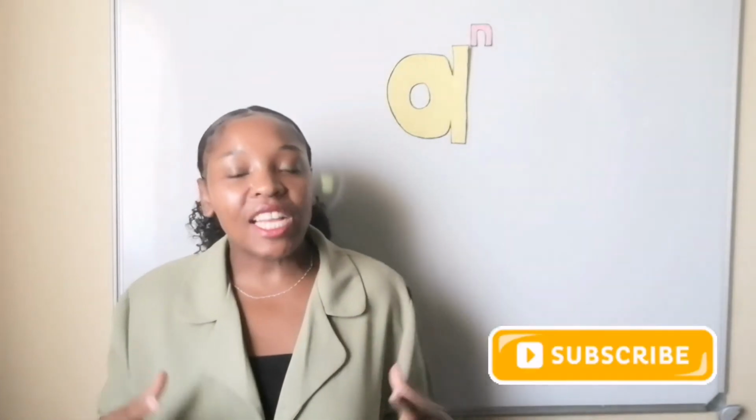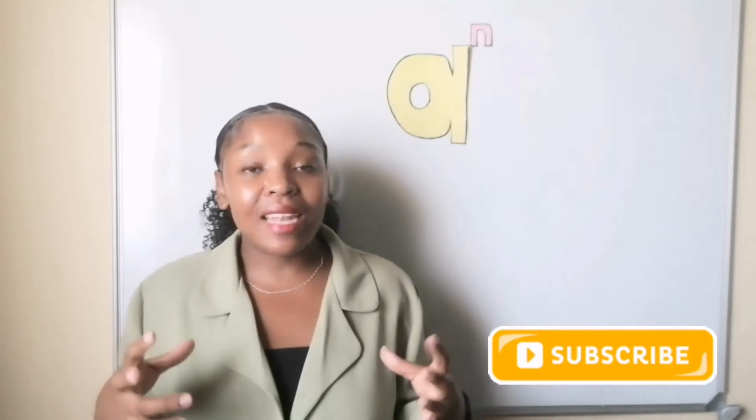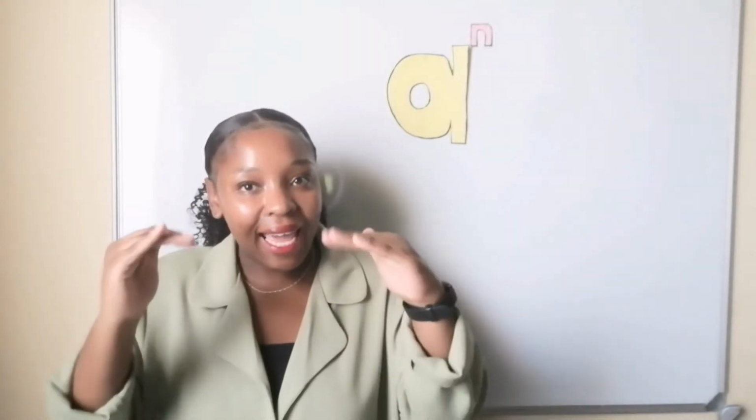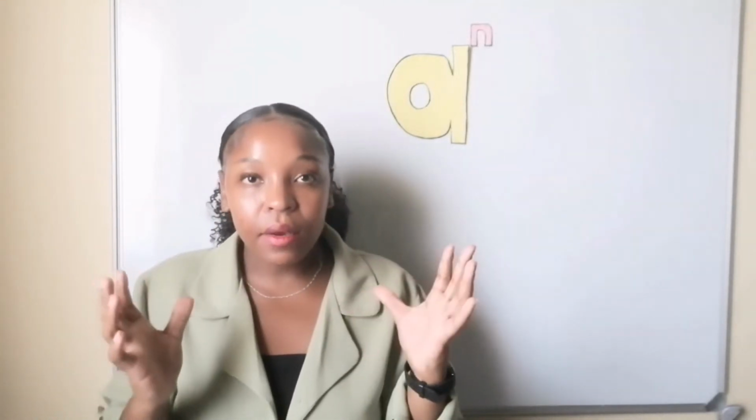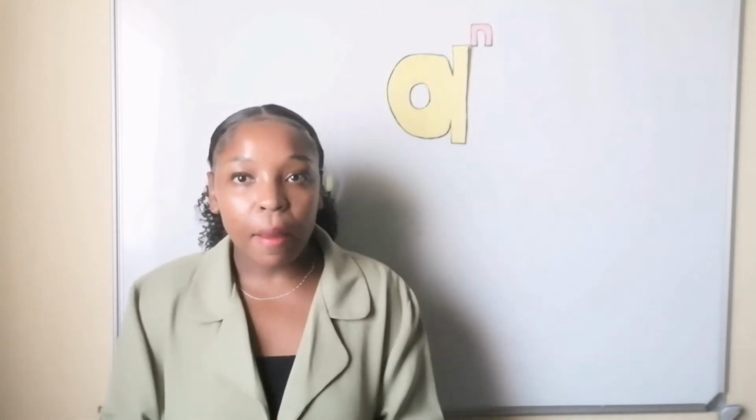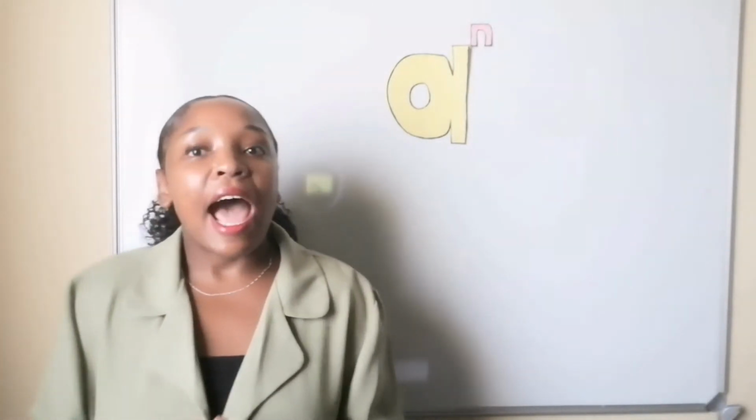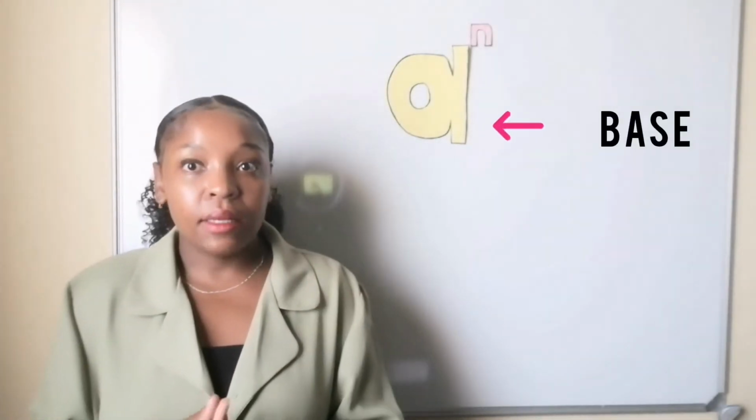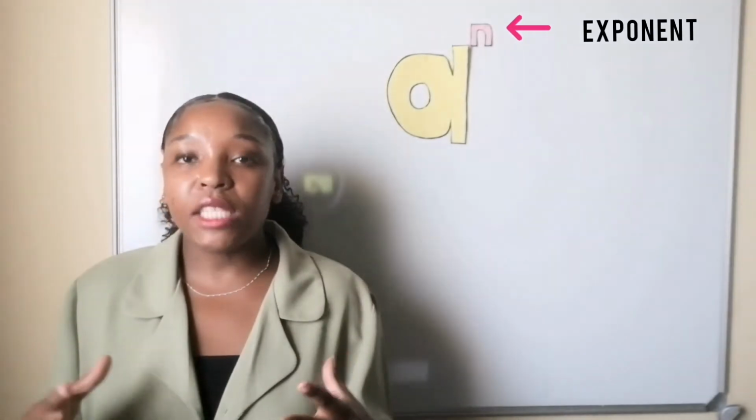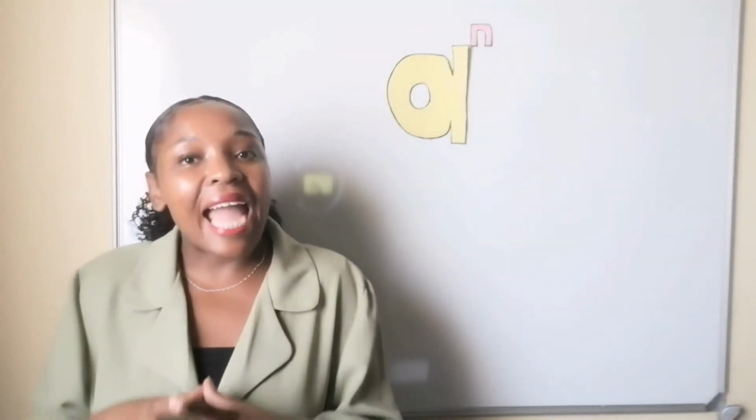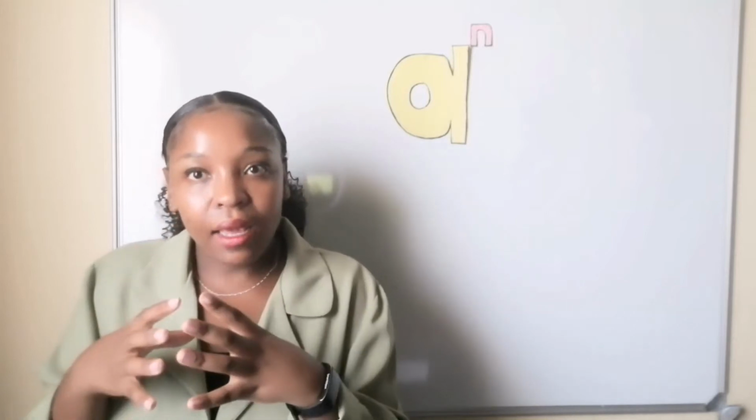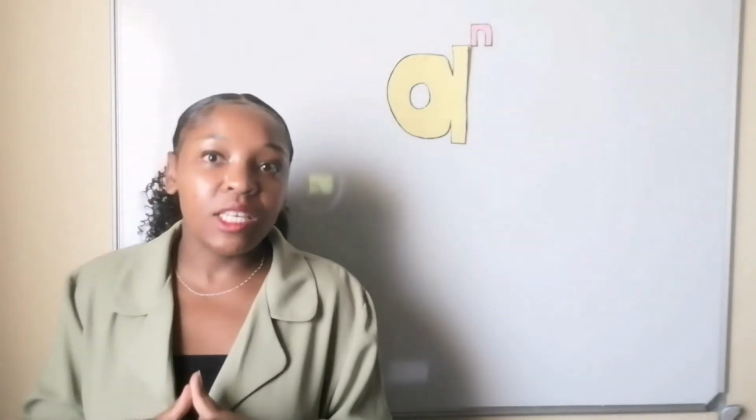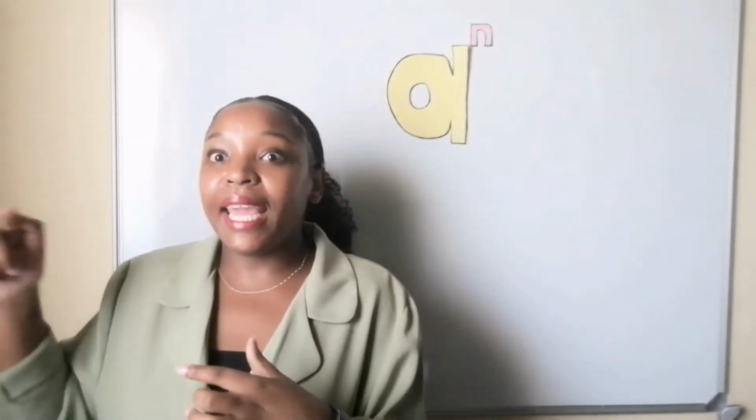So let's start off by just explaining what an exponent of a number is. An exponent of a number tells you how many times you need to multiply the base by itself. So what do I mean by this? As you guys can see on the board, I've got a to the power of n. a is the base and n is the exponent. So what this means is that I need to multiply a n times. So a needs to be multiplied n times.